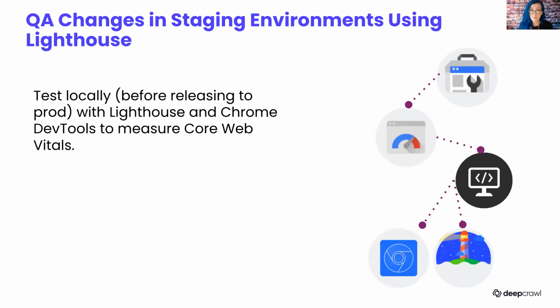All right, last step up here. I need you to QA changes in staging environments using Lighthouse. Be part of the QA process. Don't lob it over and then go, well, I told them to do it. No, we're in this together. This is cooperative magic. Work with your QA team. Test locally in the lower environments.